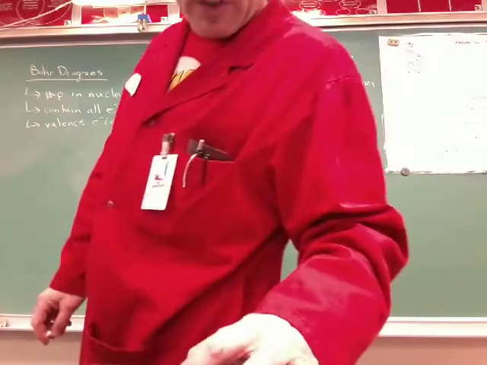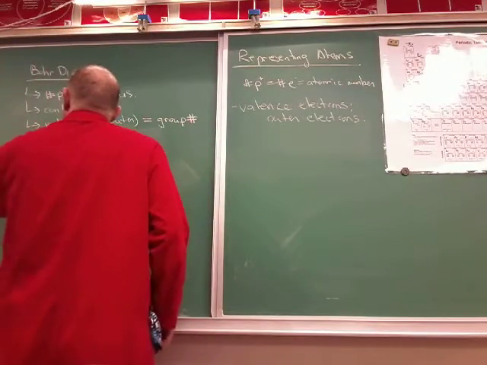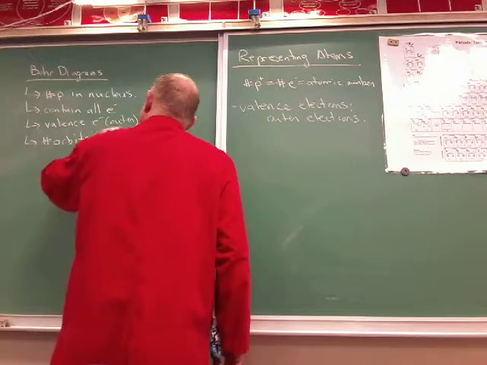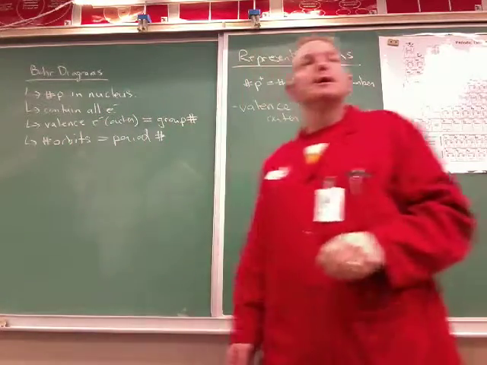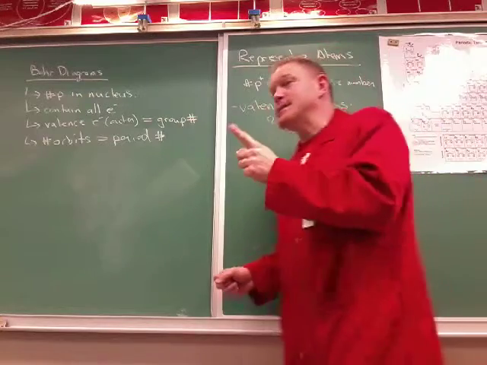I'm just checking my notes to see what I want. The number of orbits is equal to the period number. All right? So the number of shells or orbits we put is the period number.